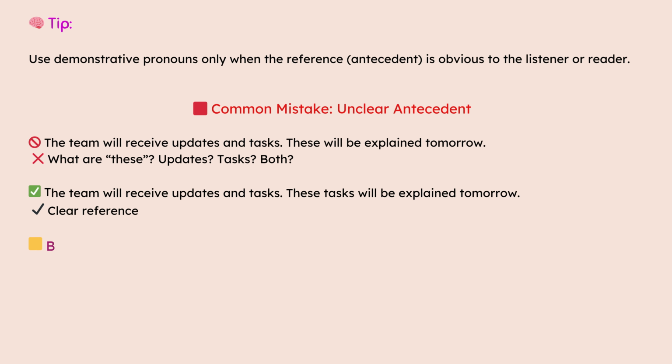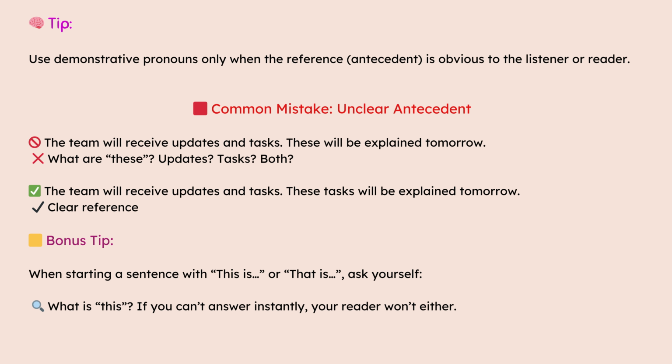Let's go over an important tip for using demonstrative pronouns clearly. Tip: only use this, that, these, or those when the noun you're pointing to, called the antecedent, is obvious to your listener or reader. Common mistake: unclear antecedent. The team will receive updates and tasks. These will be explained tomorrow. Here, it's confusing. What does these refer to?